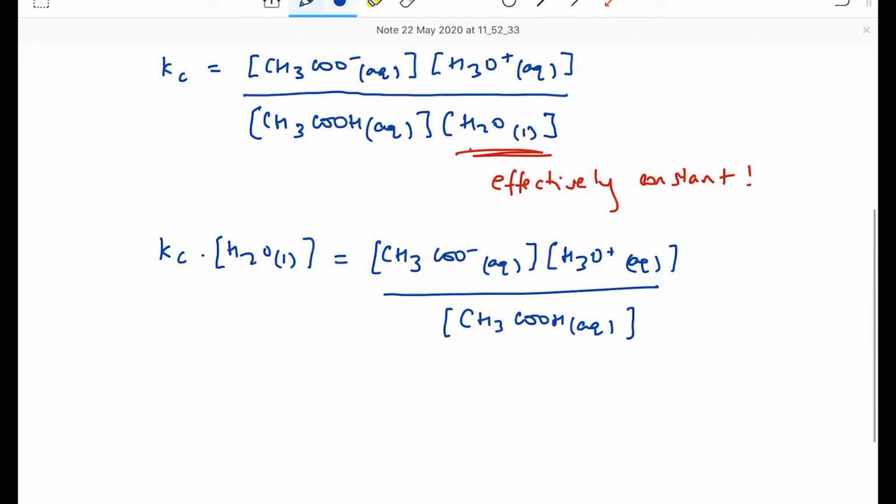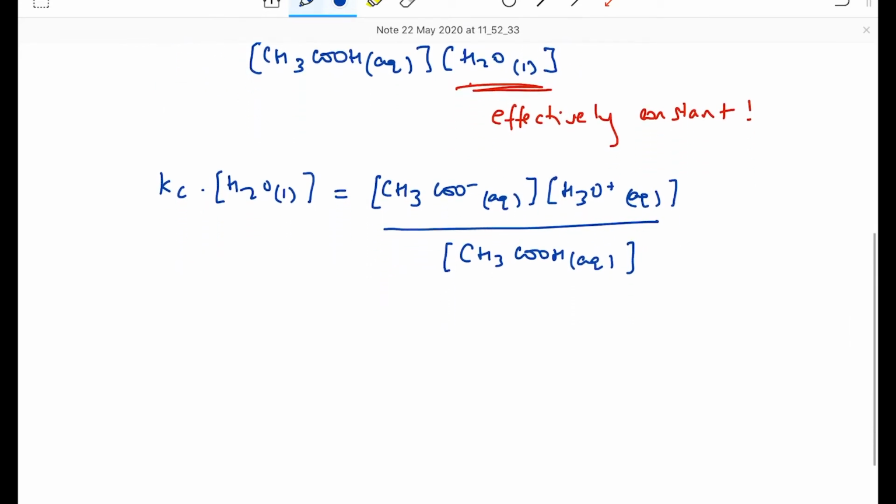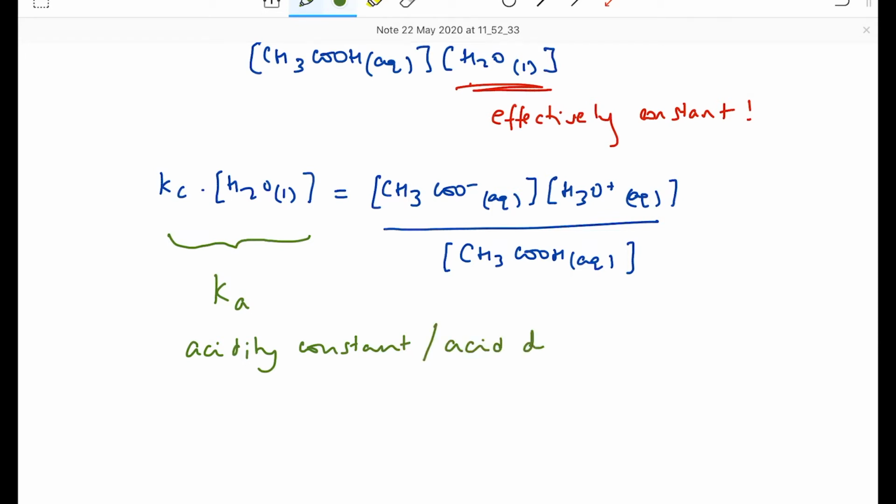Now, if you have watched the video on the ionic product of water, hopefully you're going to be able to see where I'm going at this point. Where I have got one constant multiplied by another constant, I have the exciting opportunity to produce a third, and we're going to call this constant Ka. Ka is known as the acidity constant, or more commonly at A level as the acid dissociation constant.